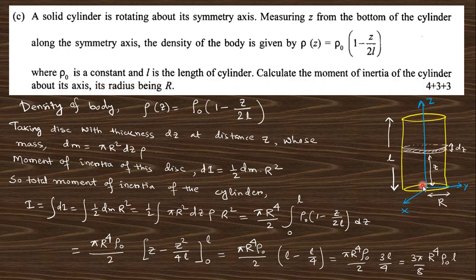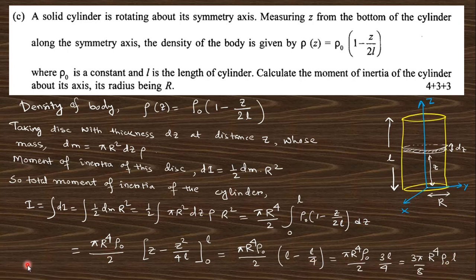About this axis, we need to find out the moment of inertia of this body. For that, we need to take a cross-sectional disc of the cylinder at height z with thickness dz. So you will get half dm r square. Here dm is pi r square, the area, into dz, the thickness, into rho, which gives the volume. So this will be pi r to the power 4 by 2, integrated from 0 to L. Just calculating, you will get this value.